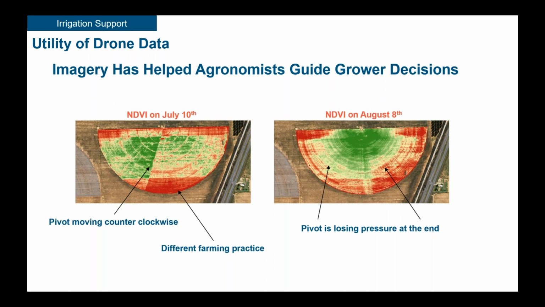But using the MicaSense imagery, we were actually able to see this, and we determined that this was 100% fixable. This was an easy problem. This was all due to pressure regulators on that irrigation pivot. We increased the pressure, and we were able to fix this problem.